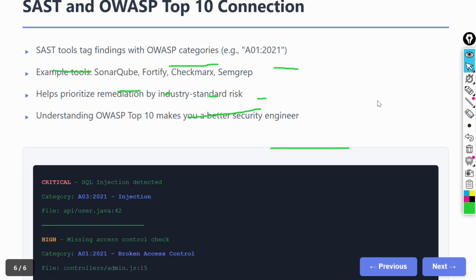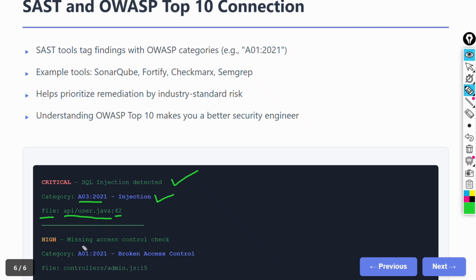So let us try to understand the example here. Let me clear the screen. Here is a real example from a SAST report. You can see the critical issue, SQL injection detected, tagged as category A03 2021, which is injection. It also specifies in which file this was found. In our case, the file path is API under user.java, at line number 42. This was the critical finding.